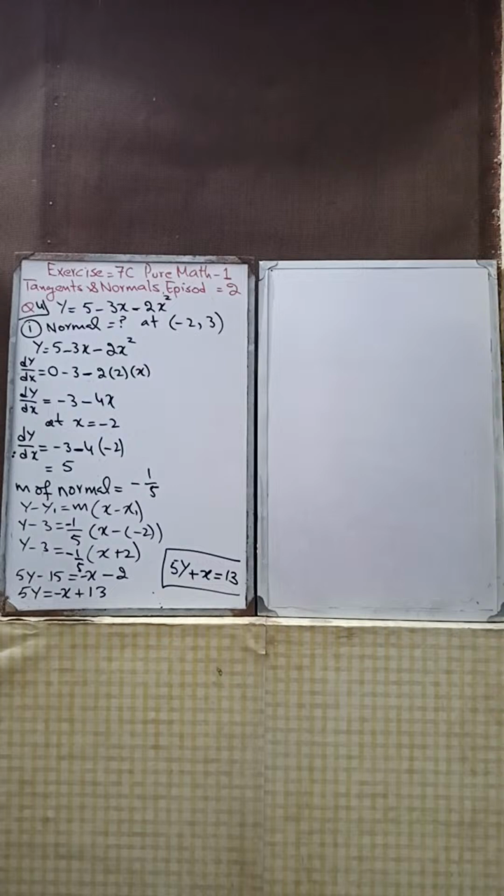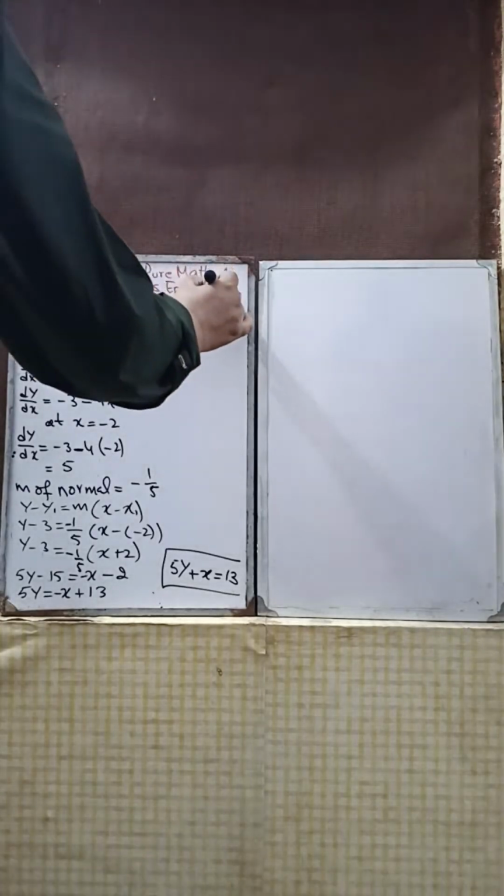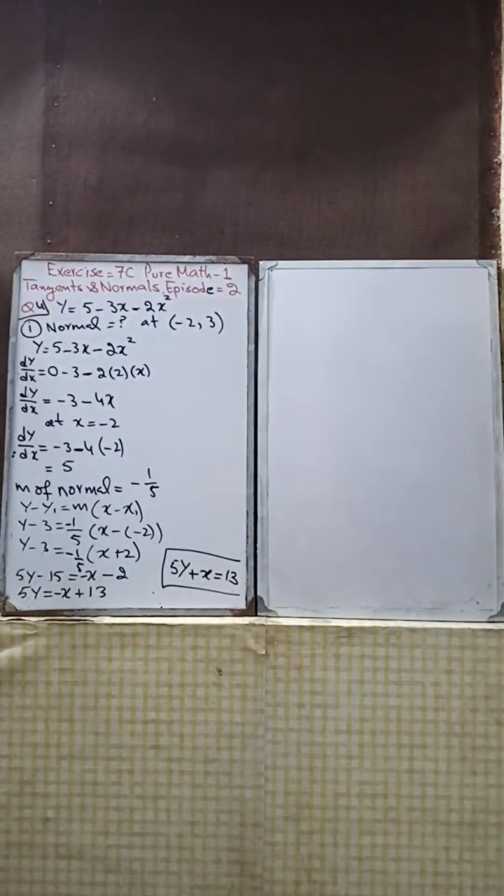So today we are working on exercise 7C from Pure Maths 1. This is about tangents and normals. The basic topic is differentiation. This is episode number 2 on this exercise, and we have already done one episode on it.